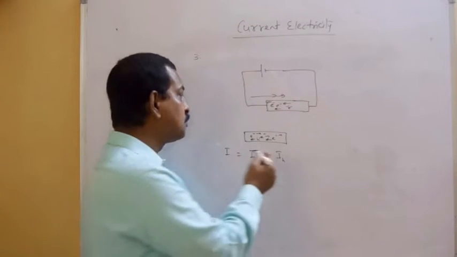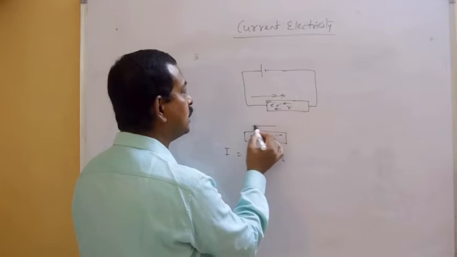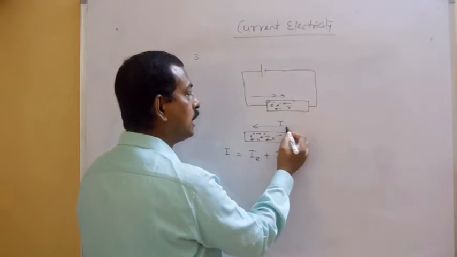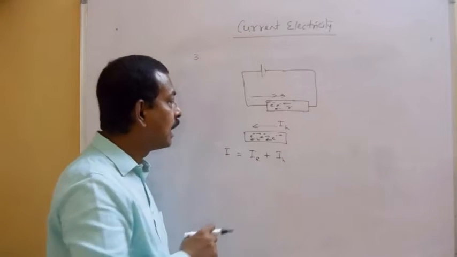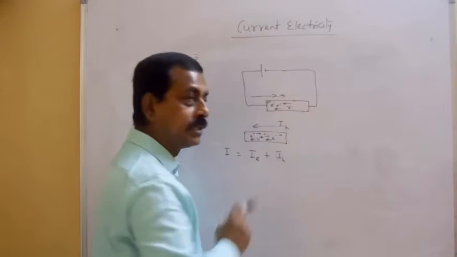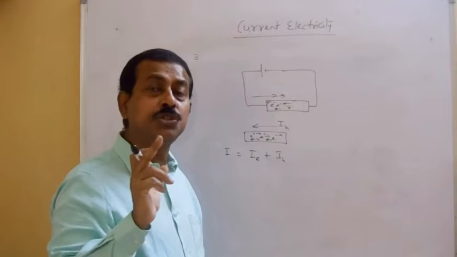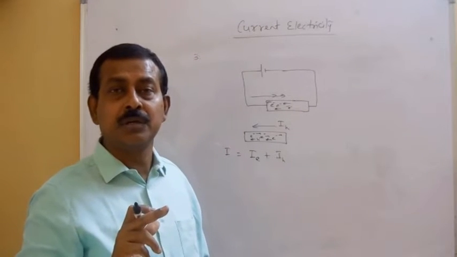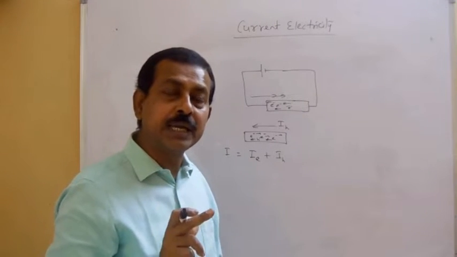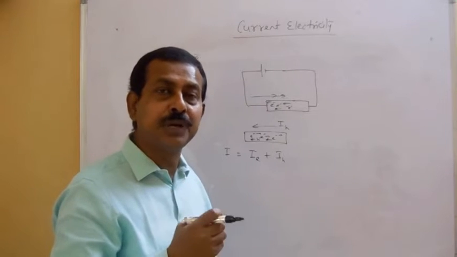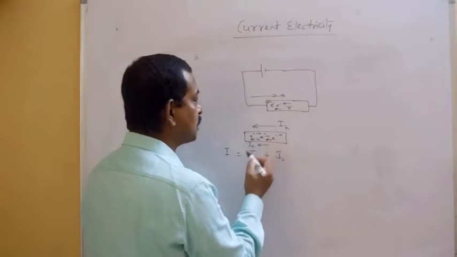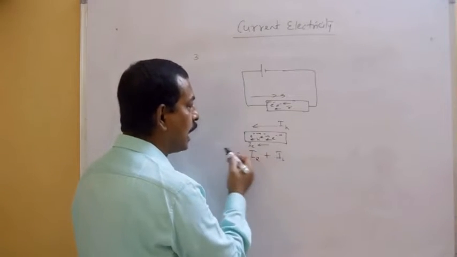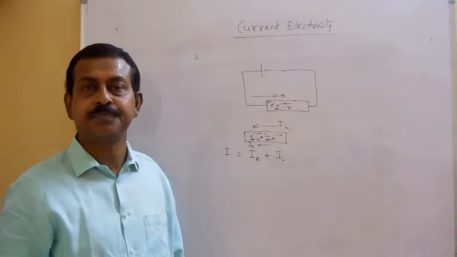Just because if the holes are moving in this direction, the current due to holes is from right to left. Electrons are moving from left to right, but the current constituted by the electrons will be in the opposite direction to the direction of flow of electrons. So IE will also be in the same direction. So the total current will be IE plus IH.